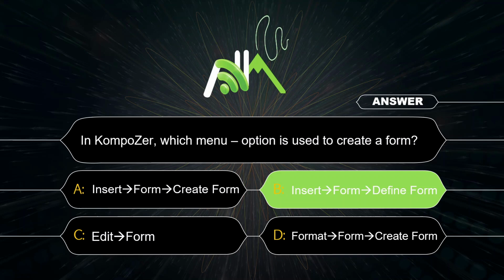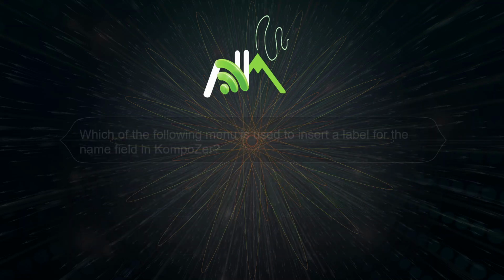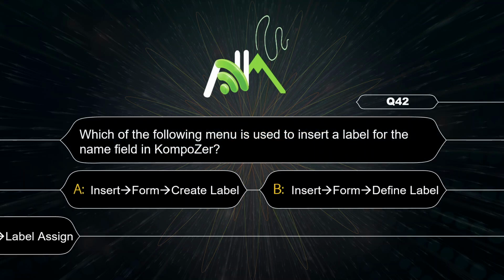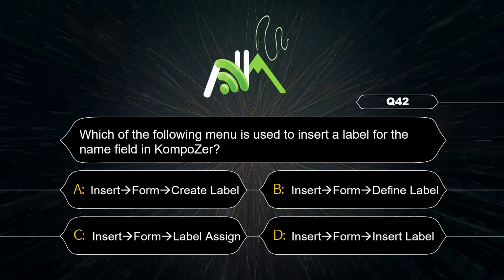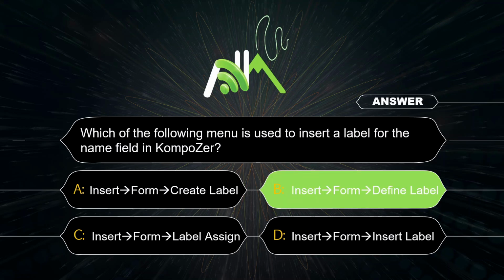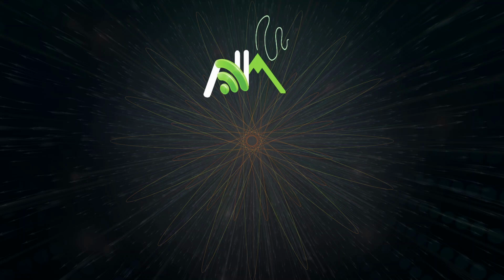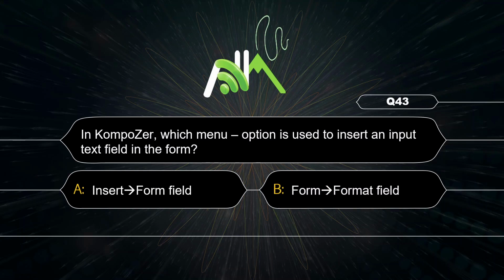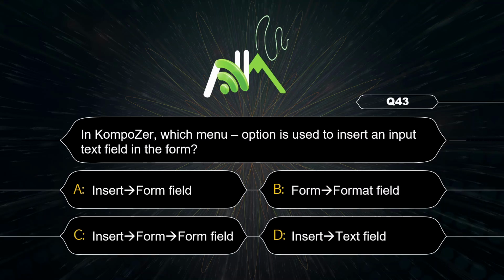We have to define a form, then only we can add further elements. To insert a label, again insert menu, form, define label. To insert an input text field, I told you, you can add text, radio button, submit button, checkbox, text, password, all such things. But you have to go to insert menu, form field. So the correct answer is option C.